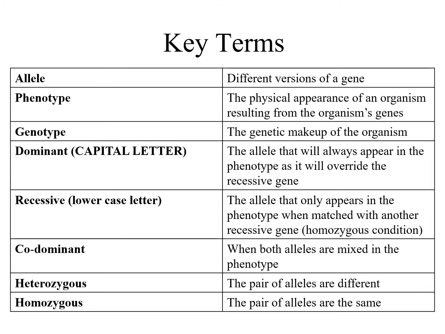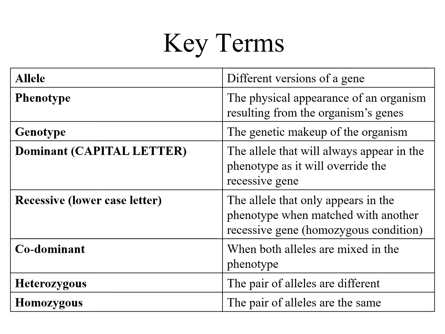The terms dominant and recessive refer to alleles. When you have a dominant allele, we write it as a capital letter, and when we have a recessive allele, we write it as a lowercase letter. A dominant allele is always seen in the phenotype, even if expressed with a recessive allele. So if you have two dominant alleles, or a dominant and a recessive, you will always have the same phenotype.